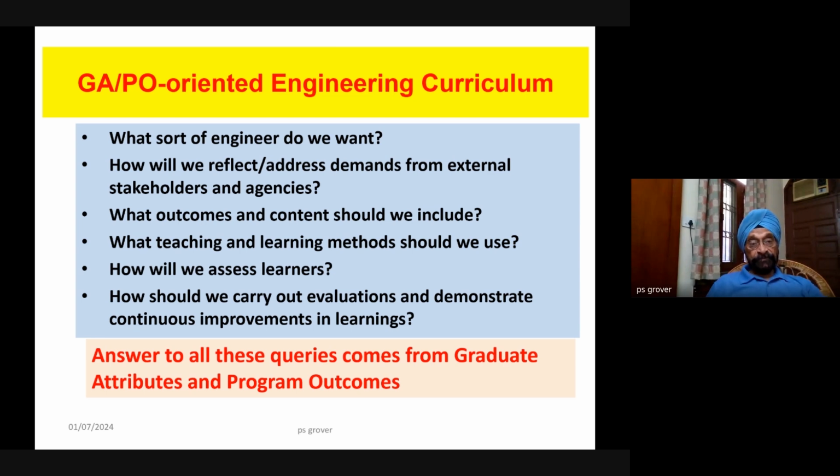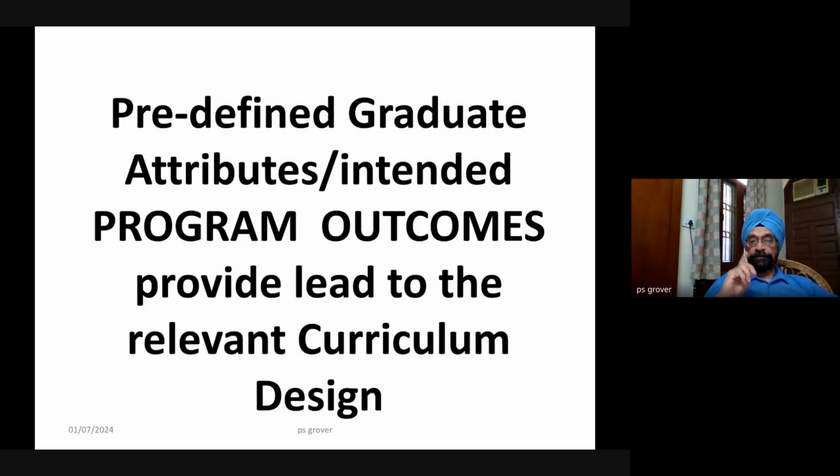So the point is, a curriculum which meets these requirements can be prepared when based on the graduate attributes. So graduate attributes are predefined. Remember, I repeat, we took the graduate attributes from the industry or stakeholders' requirements. We prepared the graduate attributes. Now, graduate attributes will help us to prepare the program outcomes, which I'll demonstrate after a few seconds. So, predefined graduate attributes and the intended program outcomes lead to the relevant curriculum design.